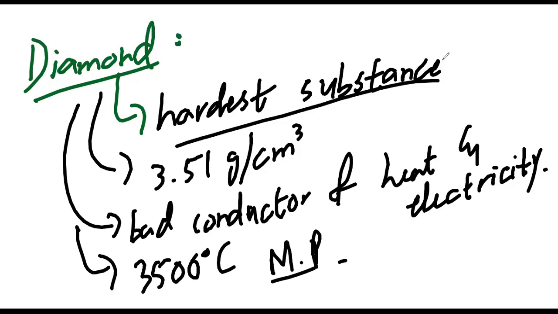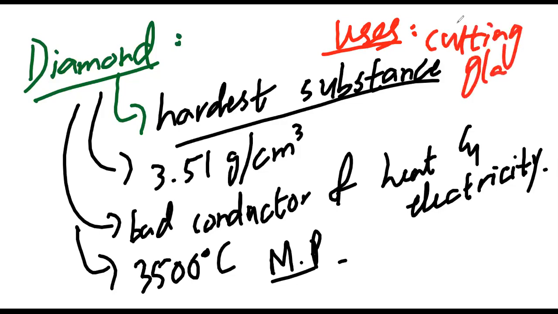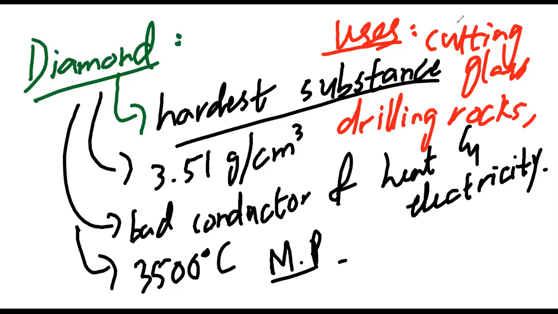And what more? I'm telling you its uses. Important uses of diamond: it's used because of its hardness. It's used for cutting glass, drilling rocks, cutting big rocks, those in the mountains, and many other purposes. Now I'm telling you the comparison of diamond and graphite.